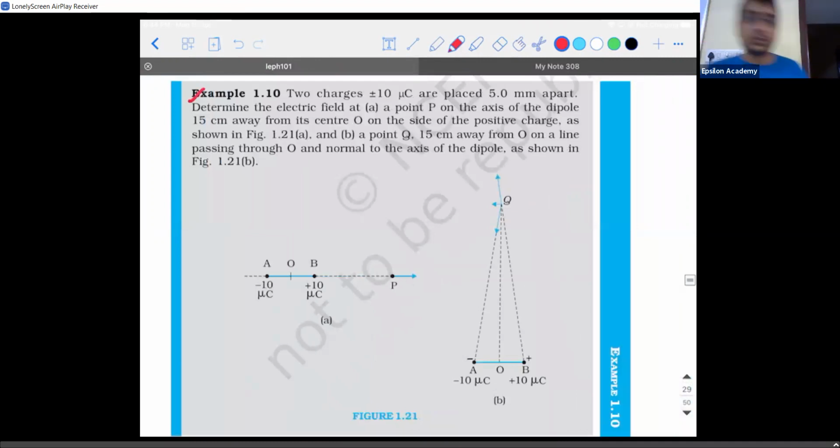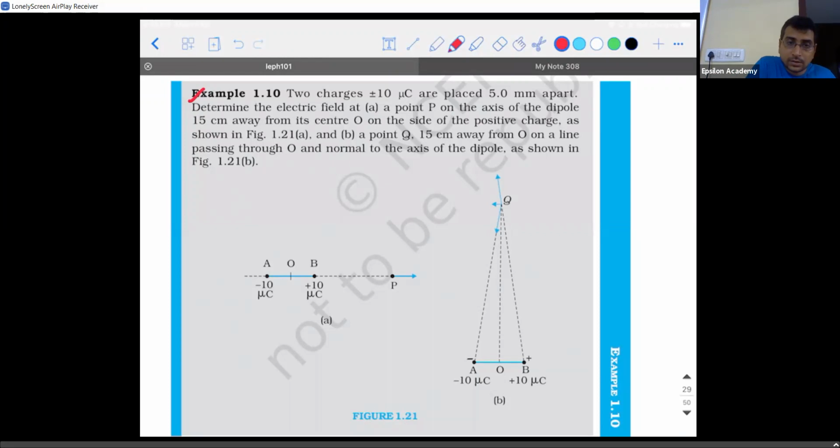So example 1.10. Read this question, try to solve. I'll give you 2 minutes time, solve it best. So there are two charges plus or minus 10 microcoulomb which are placed 5 millimeter apart. Determine the electric field at a point P on the axis of the dipole 15 centimeter away from its center O. Though here also they are 5 millimeter apart, and you cannot really call them a dipole, since the question says dipole, you can take it. Determine the electric field at a point P on the axis of the dipole, which is 15 centimeter from its center O on the side of the positive charge.